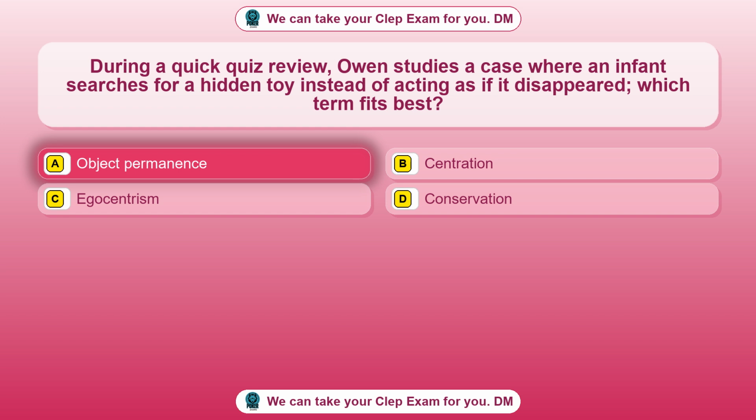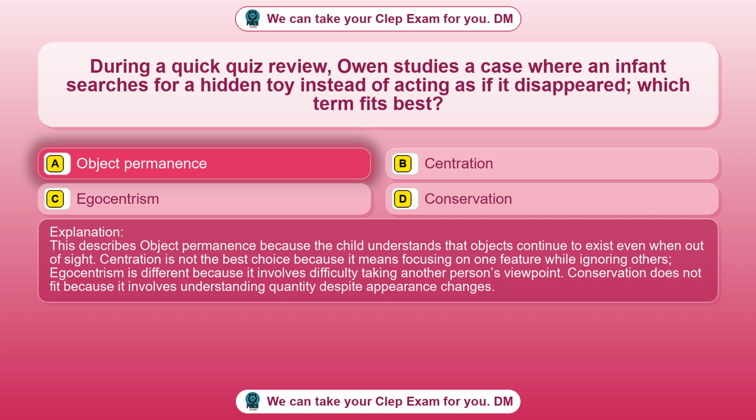Object permanence. This describes object permanence because the child understands that objects continue to exist even when out of sight. Centration is not the best choice because it means focusing on one feature while ignoring others. Egocentrism is different because it involves difficulty taking another person's viewpoint. Conservation does not fit because it involves understanding quantity despite appearance changes.